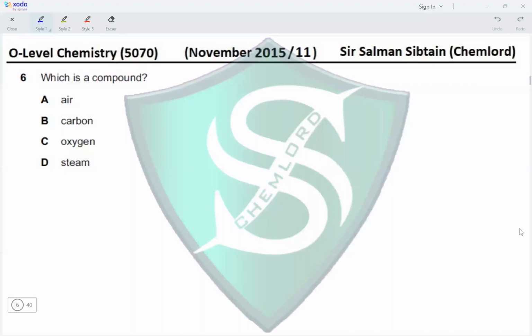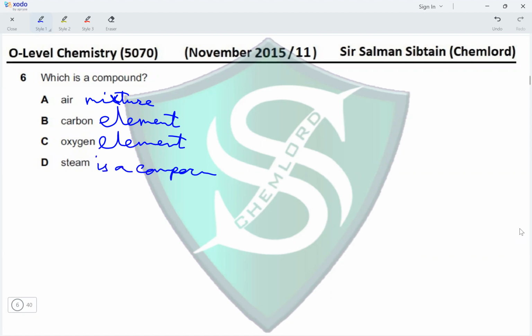Question 6. Which is a compound? Air. Air is a mixture of different gases, not a compound. Carbon is an element. It is a pure element, not a compound. Oxygen is another pure element, not a compound. Steam is a compound of hydrogen and oxygen because steam is basically water in the gaseous state. So, steam being a compound makes option D the correct option for this question.